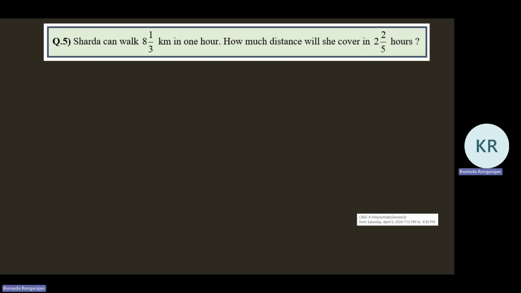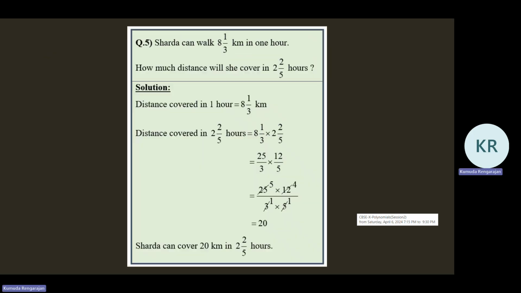So, Satakshi, what should you do here? 1 hour, 8 1/3 kilometers. 2 2/5 hours. What is the operation? Whenever it's given for 1 hour, and you have to find for more number of hours, it's multiplication. Very good. 20. Did you get 20?